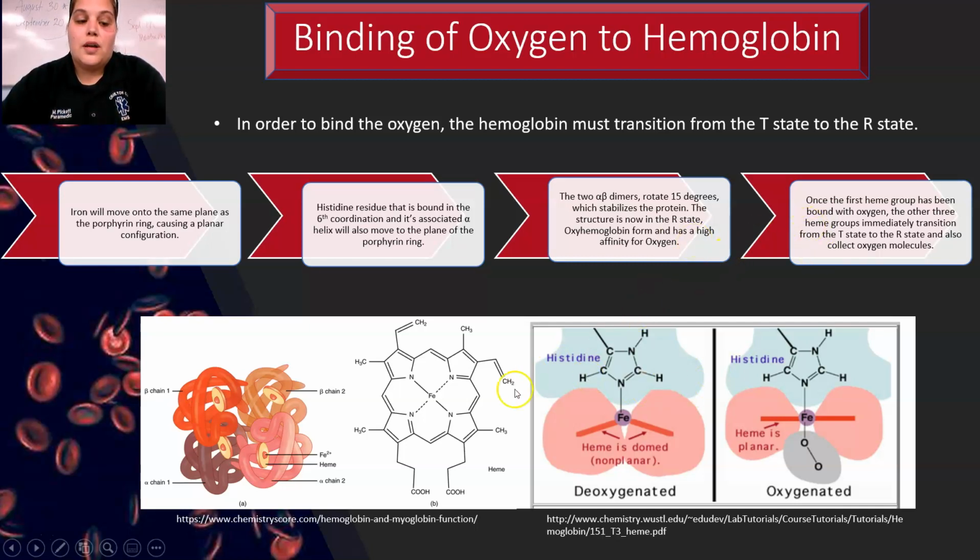It'll start off with one heme group accepting an oxygen, and then once that happens, the 3 other heme groups automatically transition from the T state to the R state, and they collect oxygen molecules too. And this is what I was talking about earlier with the allosteric property of being oxygenated, gaining oxygen to carry to the other tissues.